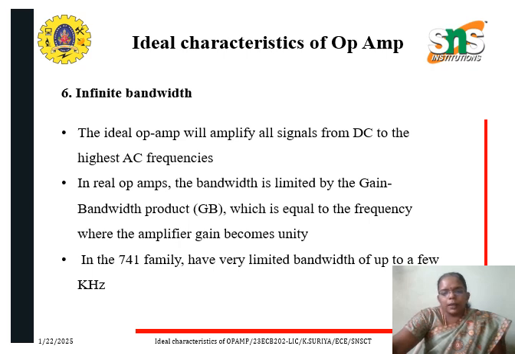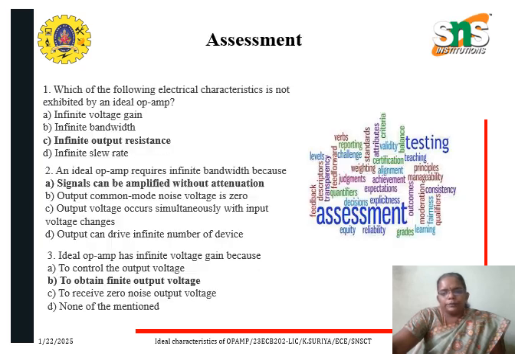The ideal op amp will amplify all the signals from DC to the highest AC frequency. When the bandwidth is infinite, it will allow all the frequencies. But in real op amps, the bandwidth will be limited by the gain bandwidth product, which is equal to the frequency where the amplifier gain becomes unity. For the IC741, it is limited up to a few kilohertz.